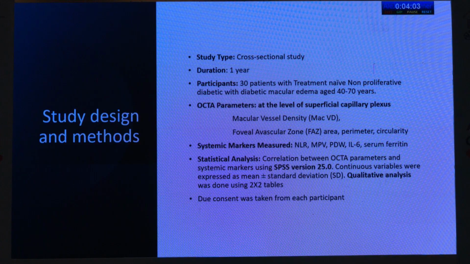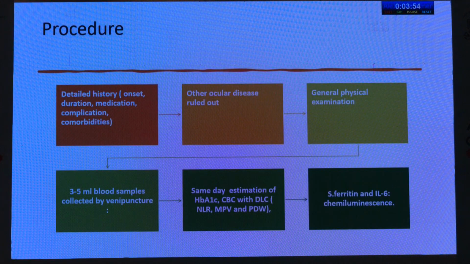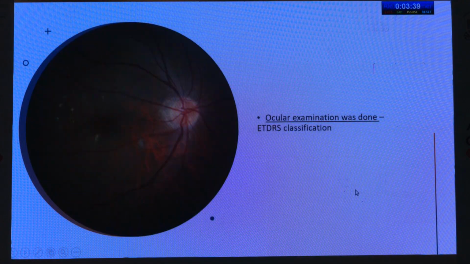It was a cross-sectional study done over the duration of 1 year in treatment-naive NPDR patients with macular edema who were aged 40 to 70. After a detailed history was taken and other ocular diseases and history of intraocular surgeries were ruled out, they underwent a general physical examination, and then blood samples were drawn and sent for investigations to the lab on the same day.